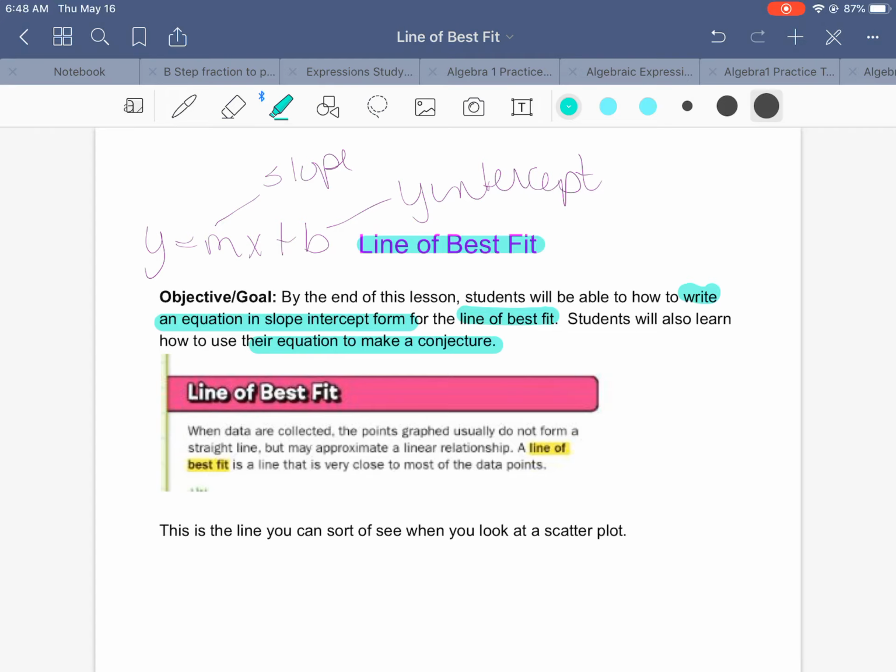So the line of best fit: when data is collected, the points graphed usually do not form a straight line, but they may approximate a linear relationship. It means it kind of looks like a line, or it could be a line. A line of best fit is a line that is very close to most of the data points. This is the line that you can sort of see when you look at a scatter plot.